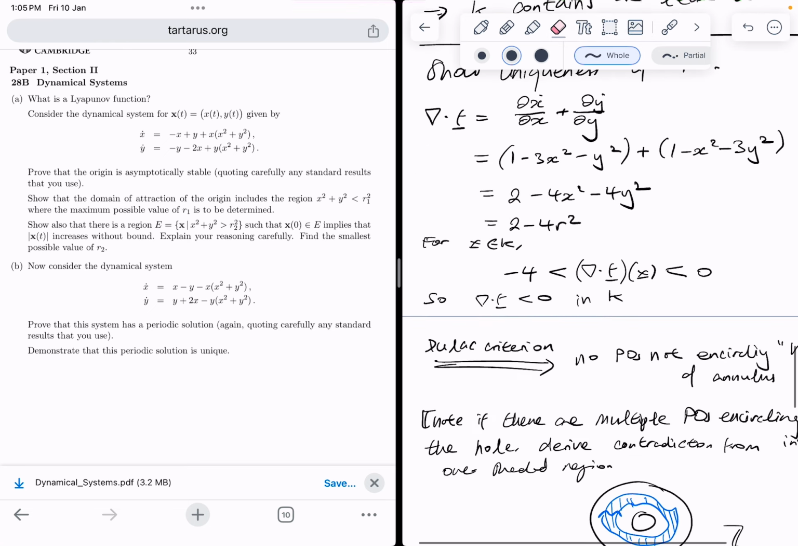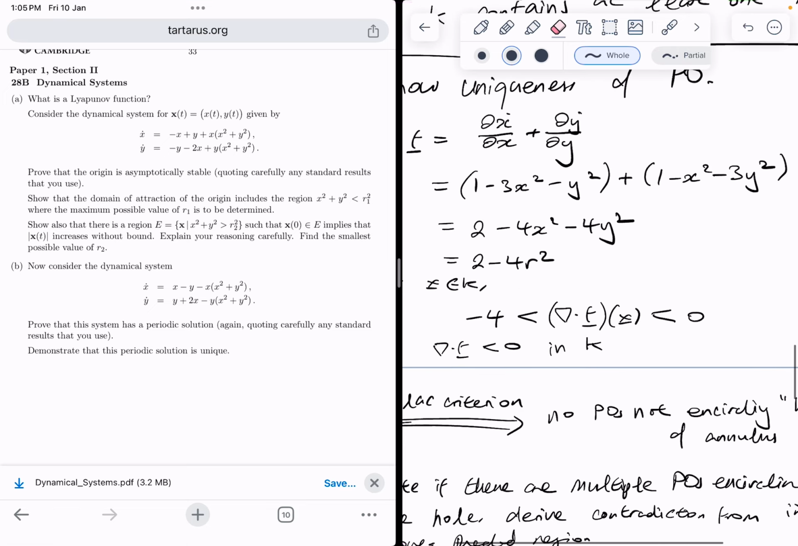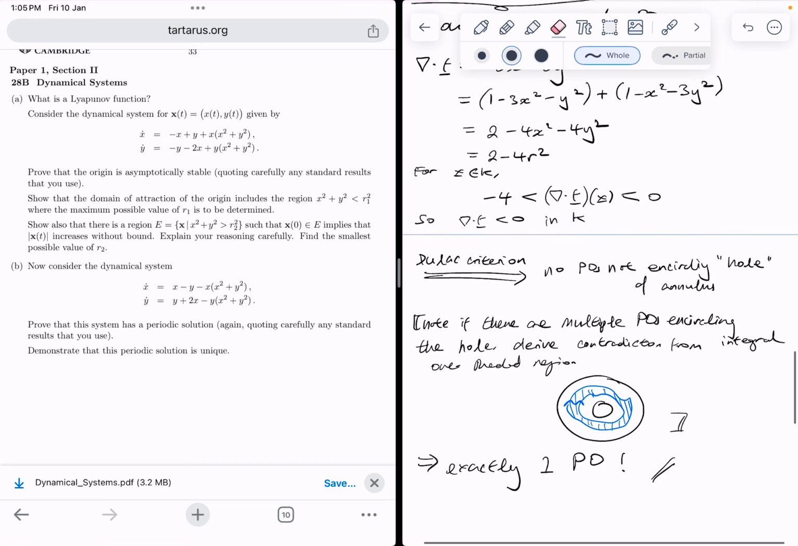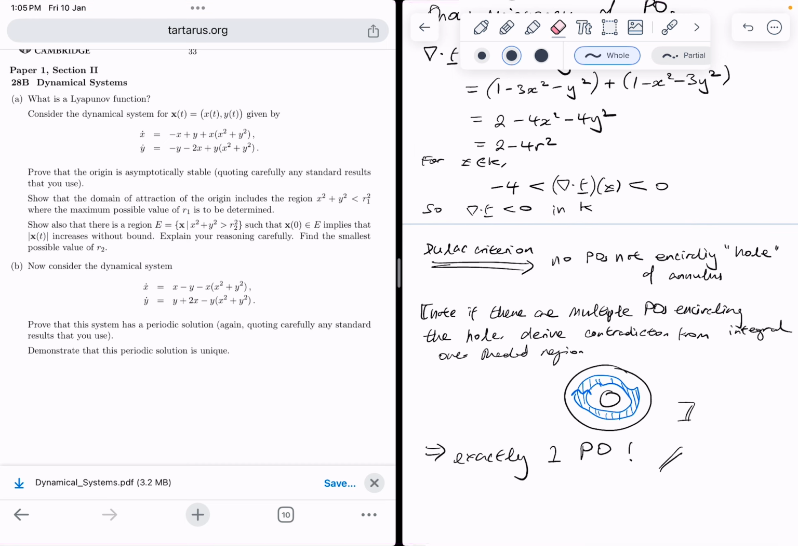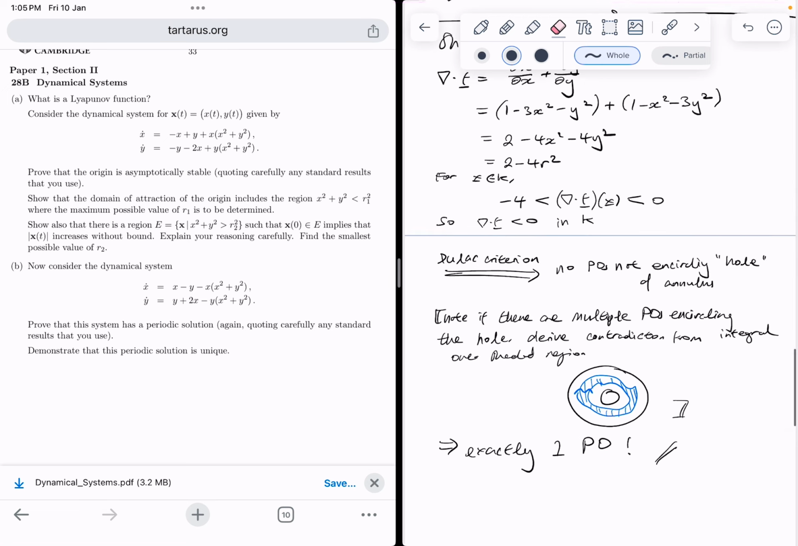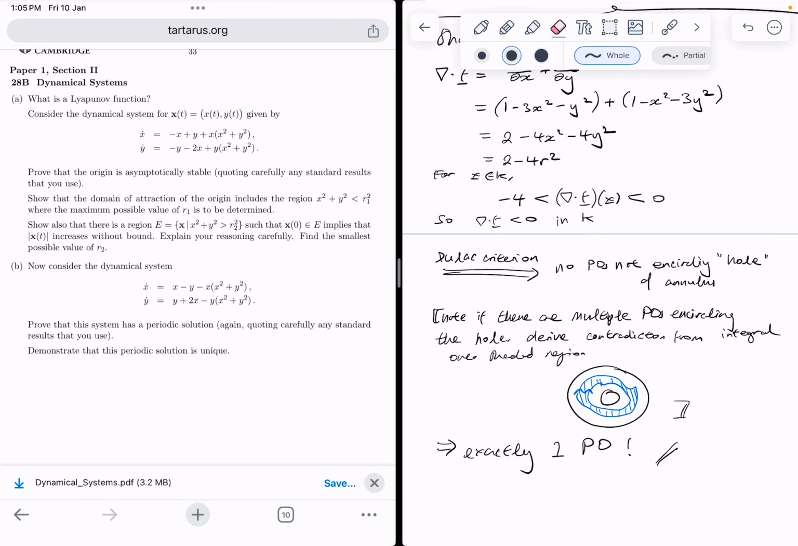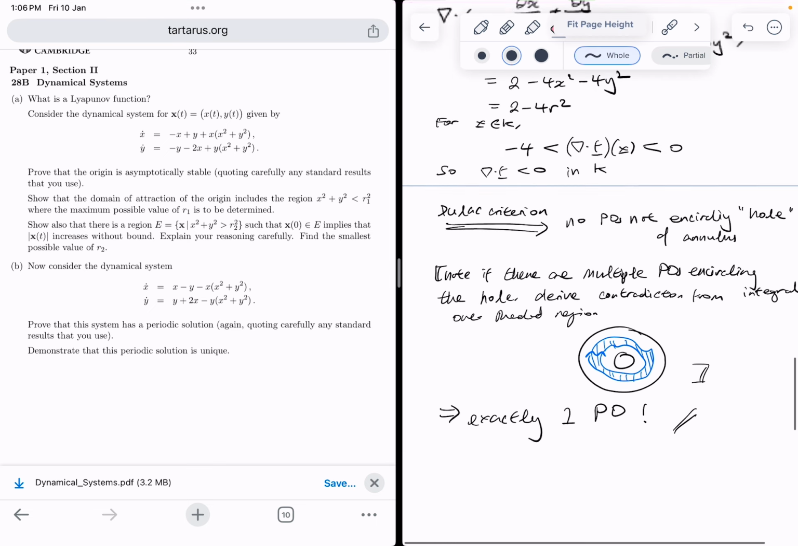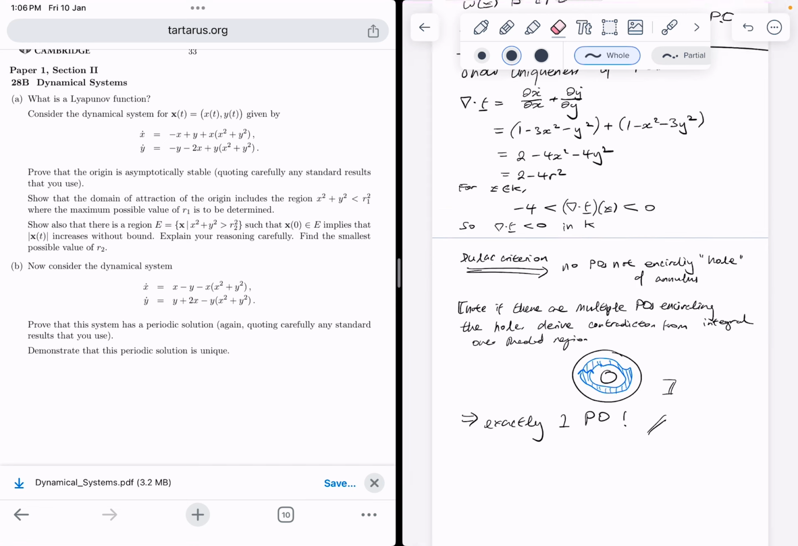And we're just going to show that this is strictly less than 0 in the annulus, which by Dulac's criterion, which is a corollary of, I think, Dulac's theorem, a negative test for POs, means there are no POs not encircling the whole of the annulus. If there are multiple POs encircling the whole, then you would consider the integral over this shaded region between the two POs, and there would be some contradiction. So there's exactly one PO.